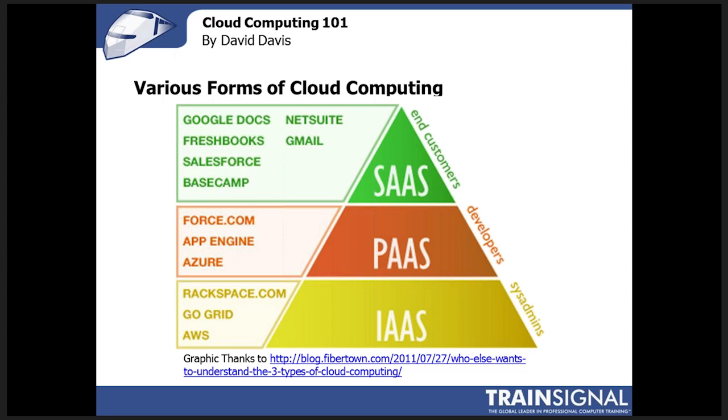Three different main forms of cloud computing. And I'm going to spend most of my time in this webinar talking about IaaS, or infrastructure as a service, because typically most of the Train Signal audience is Windows system administrators of some kind, or not just Windows, but all forms of system and network administrators who are going to be more interested in infrastructure cloud computing.